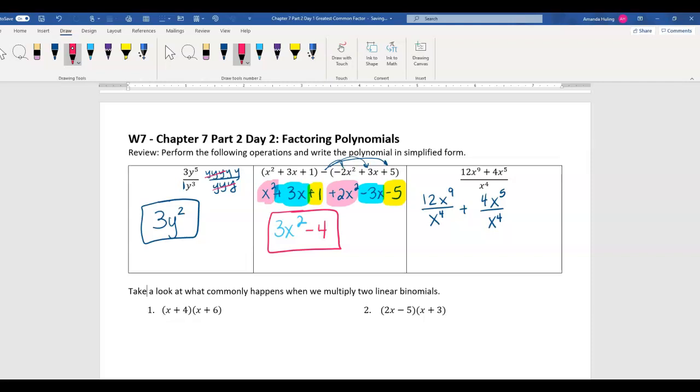Now I can simplify this. This would be 12x to the fifth, and this would be plus 4x because 5x is here, 4x is here. That leaves me with 1 here. 9 here and 4 here, that leaves me with 5 there.